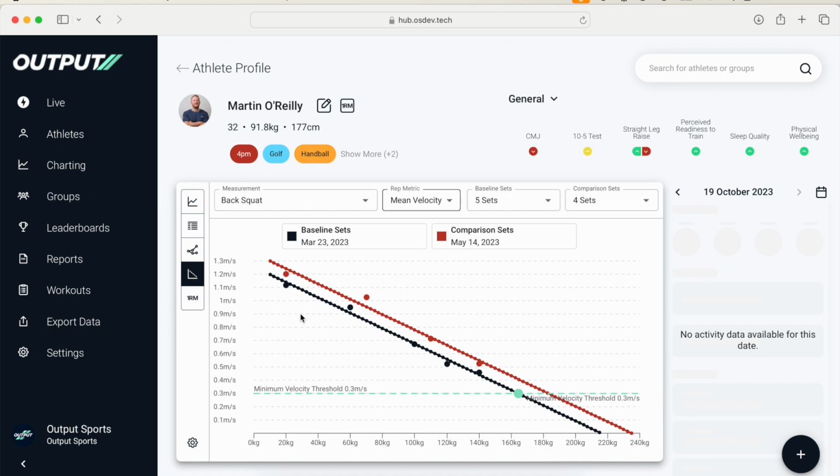But for Martin, he's done a really good job here focusing throughout the load velocity profile, so different weights, moving again with lots of intent and speed, and you can see that in his results here.